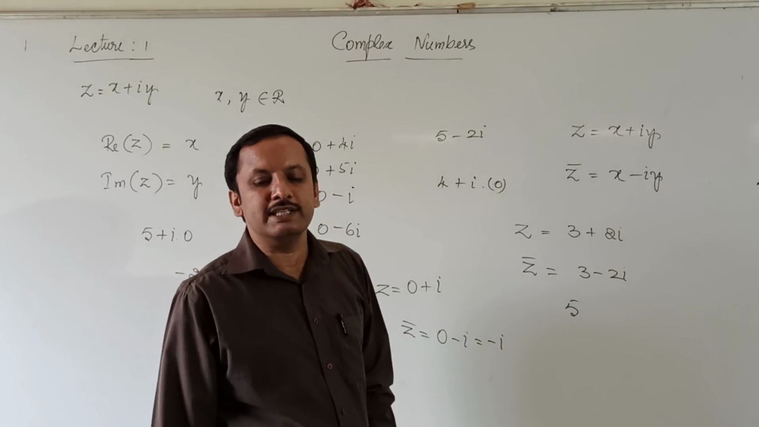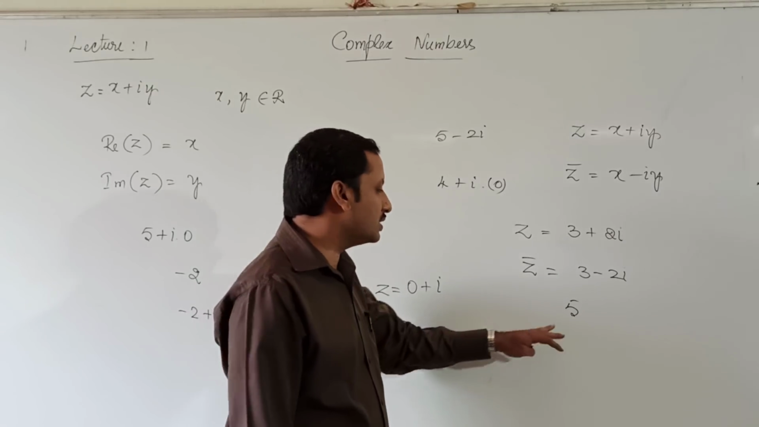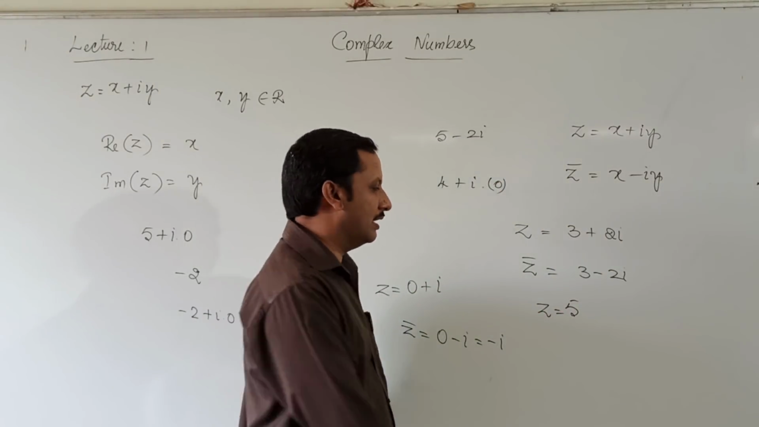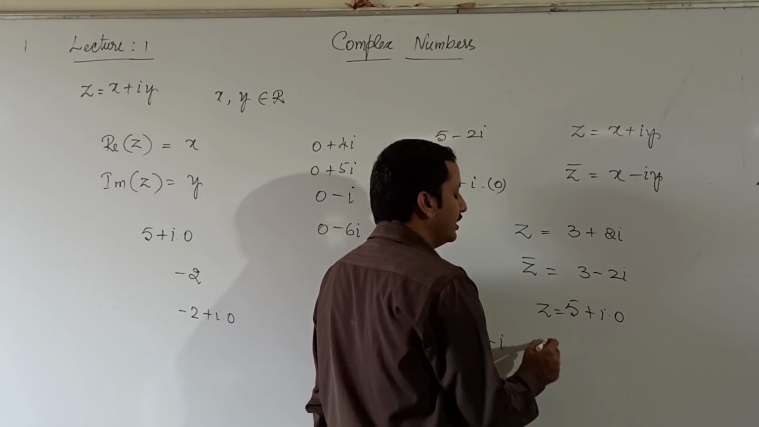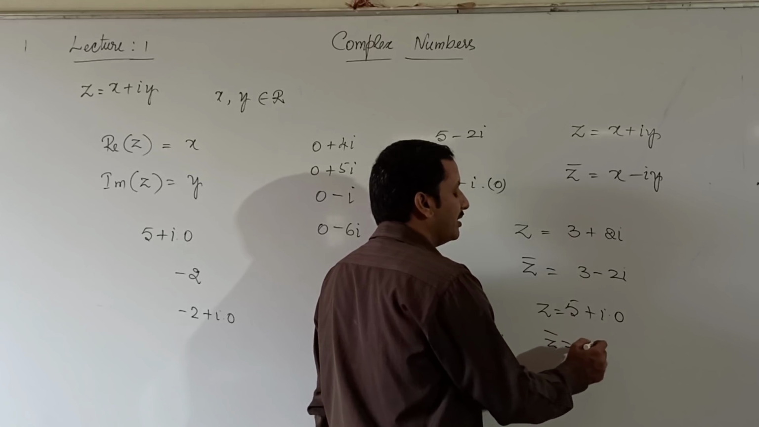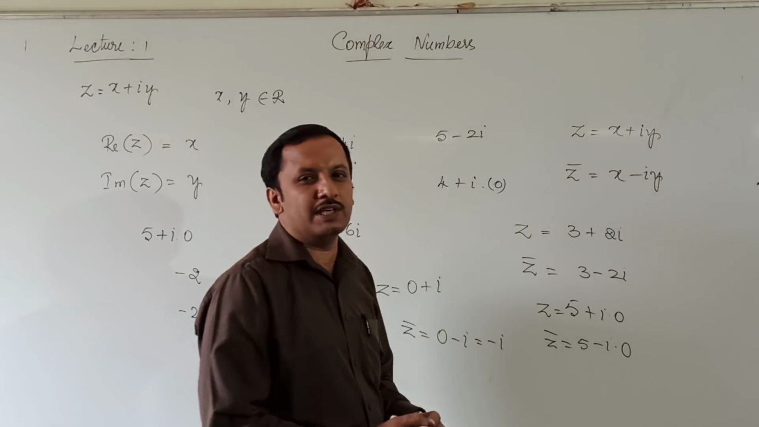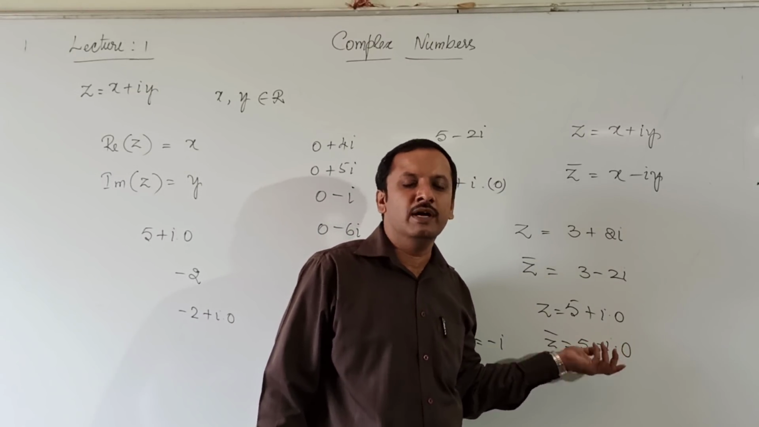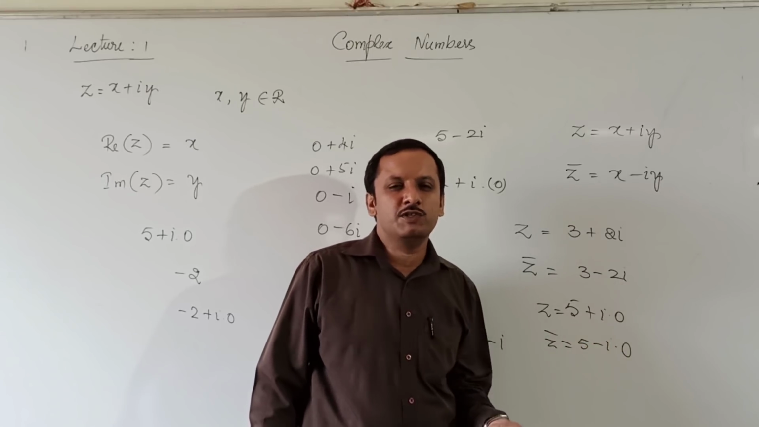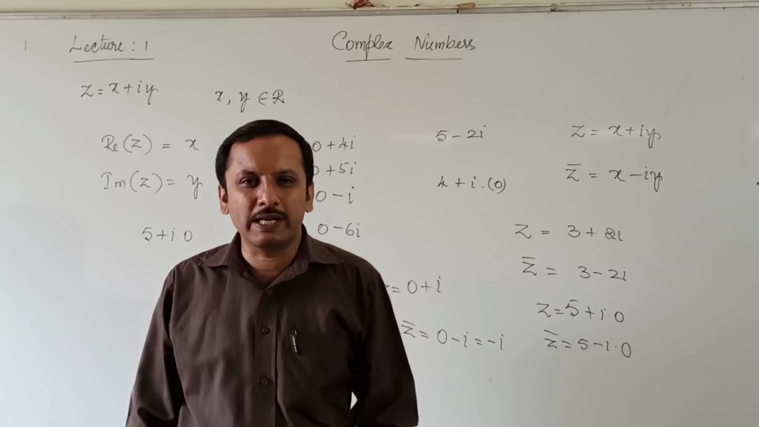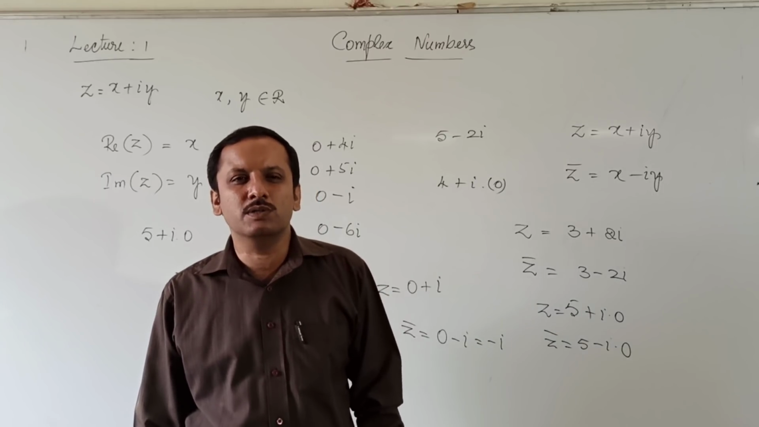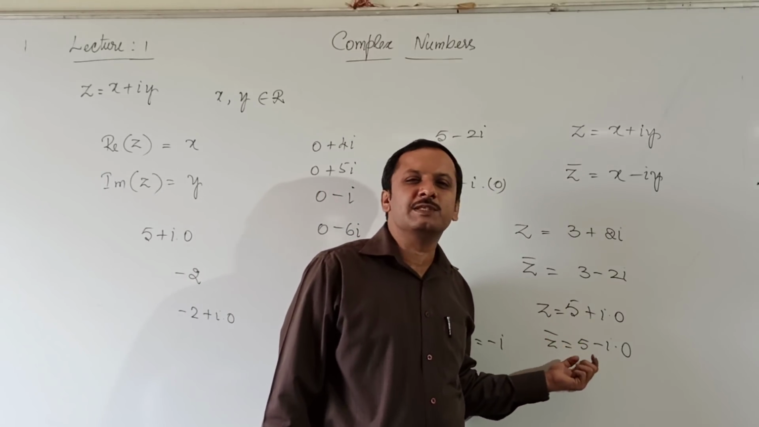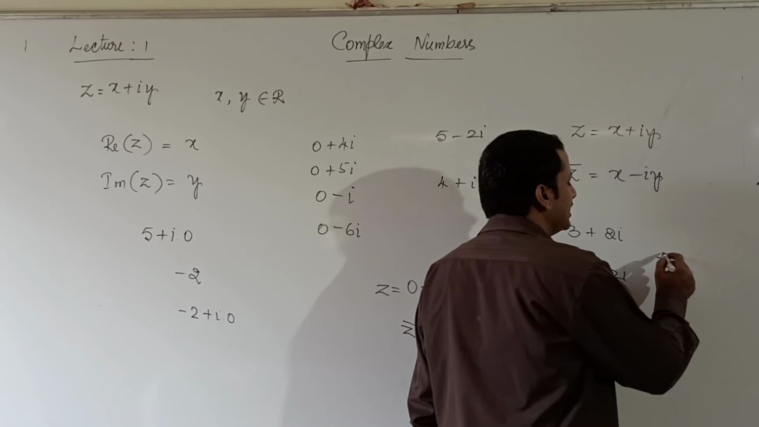Conjugate of 5, don't write this as minus 5, which is not true, because 5 is a purely real number. It's a complex number which is purely real. I can write 5 as 5 plus i into 0, then its conjugate z bar will be equal to 5 minus i into 0. What's the difference between 5 plus i into 0 and 5 minus i into 0? There's absolutely no difference between them. So 5 will remain as 5 only, which means if a complex number is purely real, then z bar is equal to z. So please make a note of that.